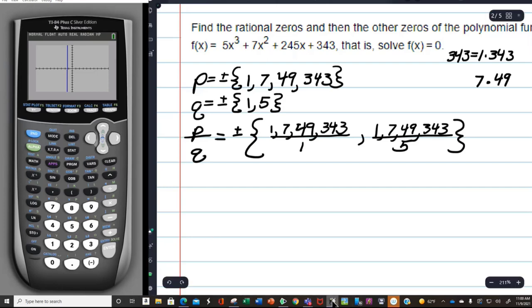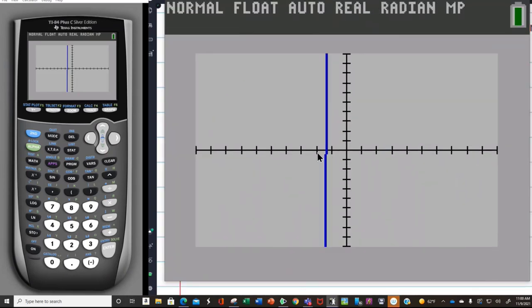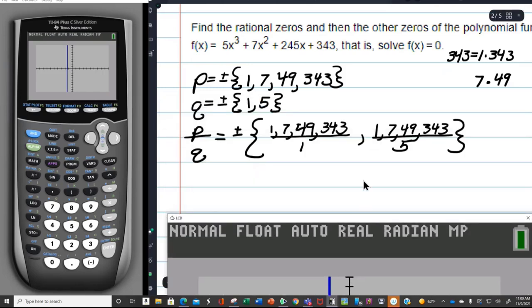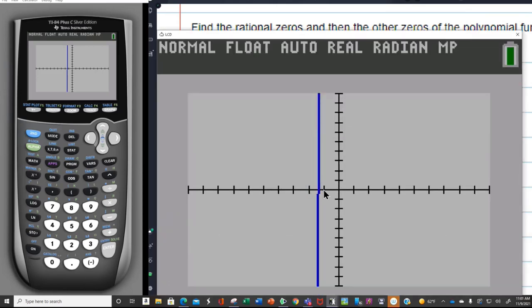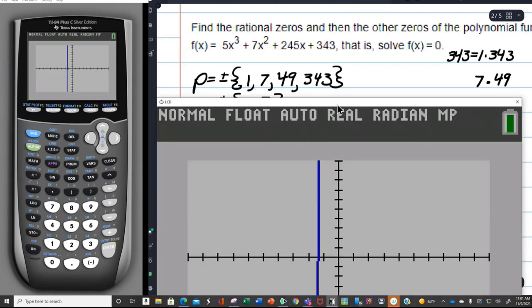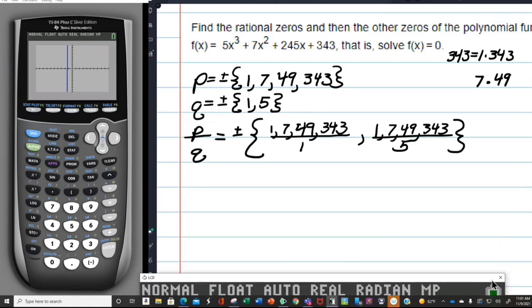Between negative 1 and negative 2. If that's a rational number, it's not 1 or negative 1, that's for sure. It's not 1/5, because that would be between 0 and negative 1 if it was negative 1/5. So this could be negative 7/5. I'll just pull it down there.